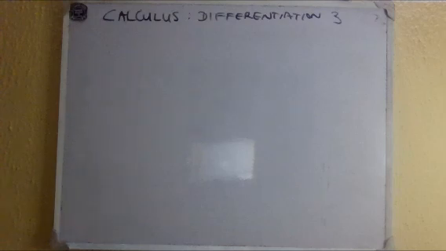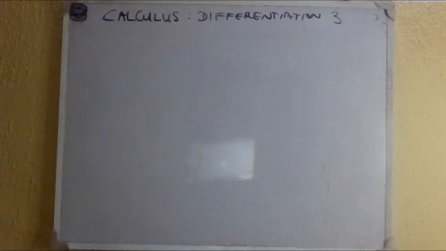Now we are looking at calculus differentiation part 3, and then we'll be looking at logarithmic differentiation and implicit function differentiation. In the last class, we saw the rules for differentiating products, product rules, function of functions, and even quotient rule.